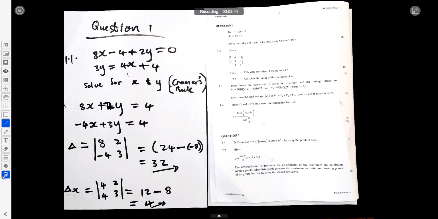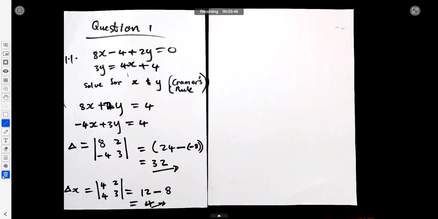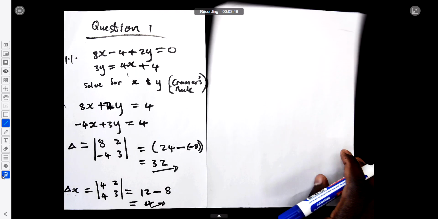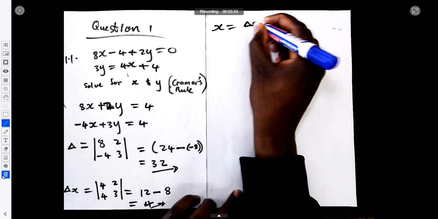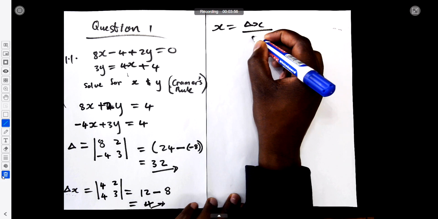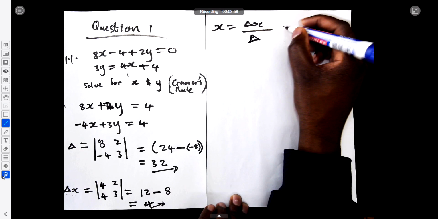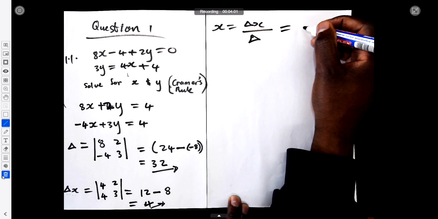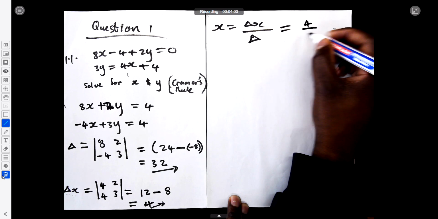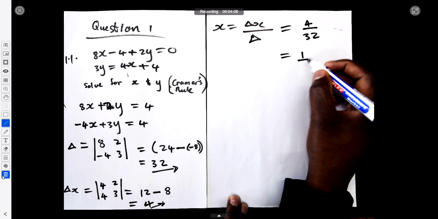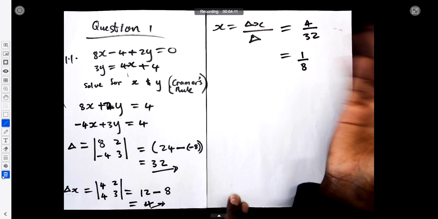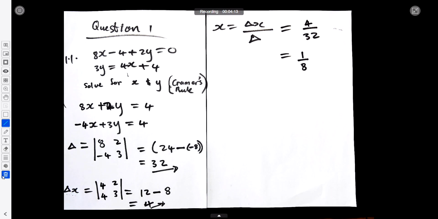Now we need to solve for x. We know that x is equal to delta x all divided by the determinant, or delta. Delta x is 4 and delta is 32, and 4 over 32 is 1 over 8. Or you can leave it in decimals, which would be 0.1 point something.